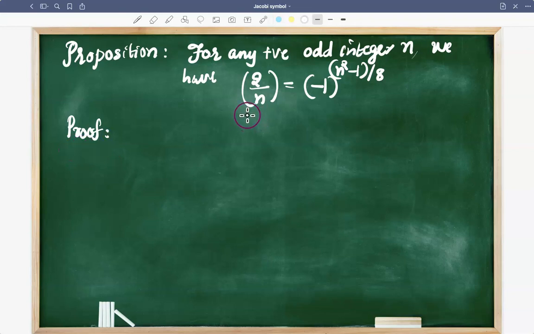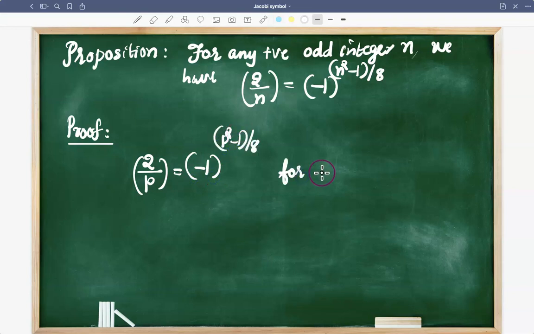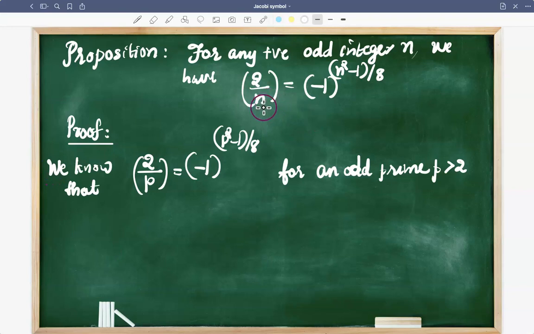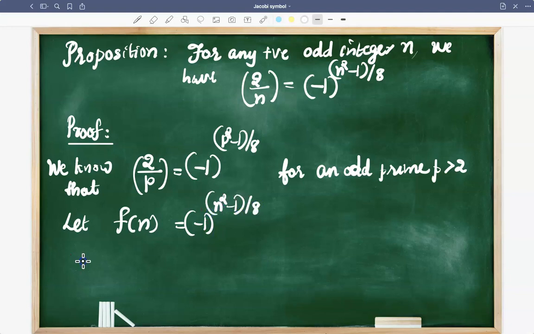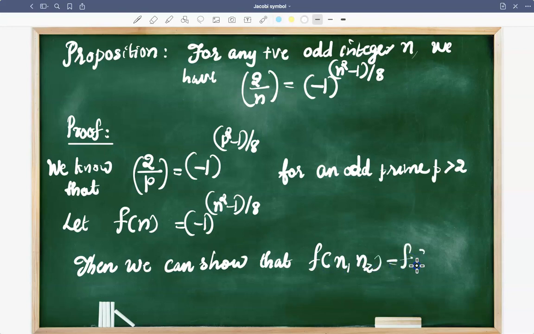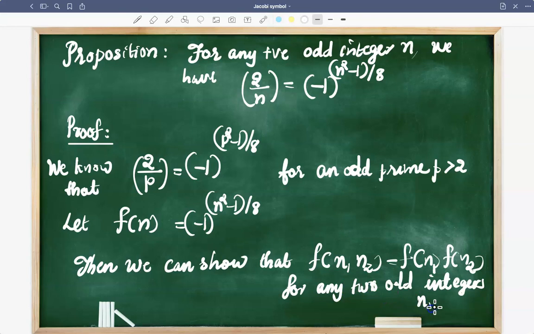We can see that this property is similar to that of the Legendre symbol. That is, we have already proved that the Legendre symbol 2 by p, where p is an odd prime, is equal to minus 1 raised to p square minus 1 by 8 for an odd prime p. That is, p is greater than 2. But we need to show this result for any positive odd integer n. Now, let us label this function minus 1 raised to n square minus 1 by 8 as f of n. Then we can show that f of n1 n2 is equal to f of n1 times f of n2 for any two odd integers n1 and n2.